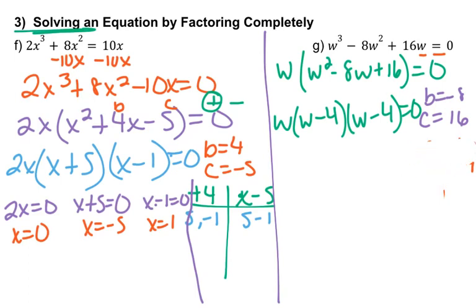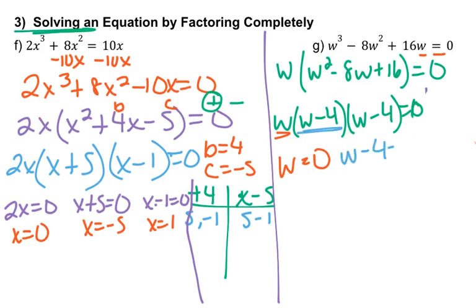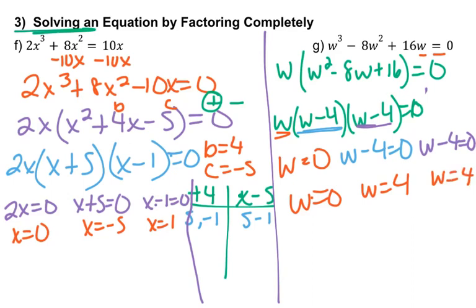So there's that in factored form, and I believe they want you to go ahead and find the roots since it is equal to 0. So the first one would be this w equals 0. That's easy. We don't have to do any work. W minus 4 equals 0, and then we have another one, w minus 4 equals 0. So we have w equals 0, w equals 4, and then w equals 4 again. You don't have to write it twice. So these two would be your roots.